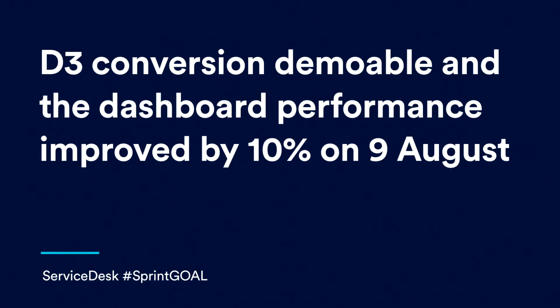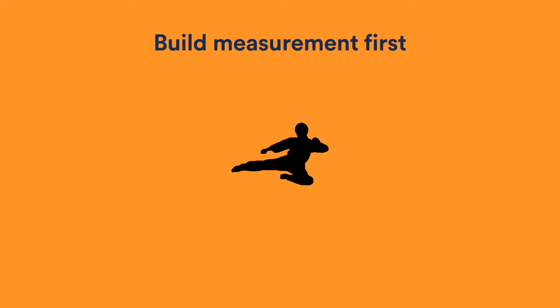So I'll talk quickly about measurable goals, and this is something that the team are doing. So this is a really good example of a concrete goal, and it is definitely very measurable. So you can either hit that goal, 10% improved on August 9, or you're not going to hit it at all. So one thing to make sure that you're setting good, concrete, measurable goals, just build the measurement first.